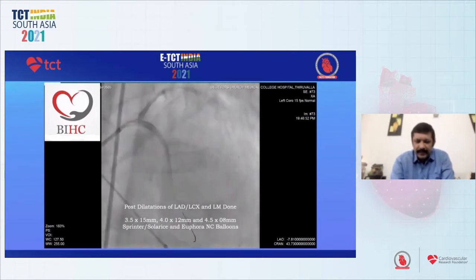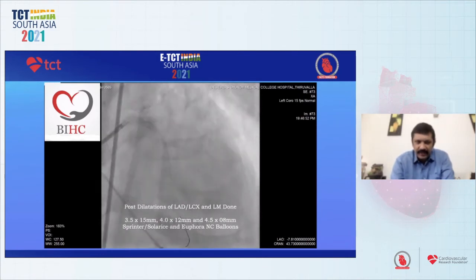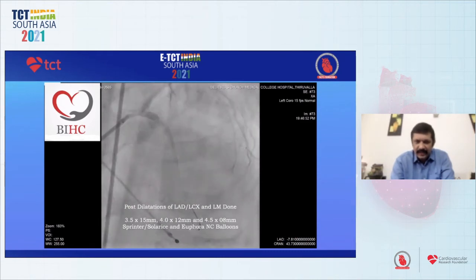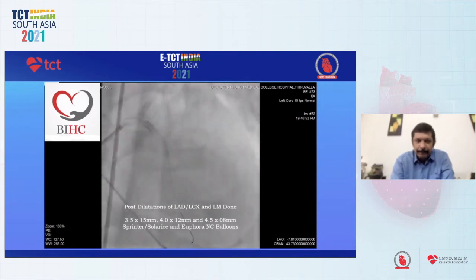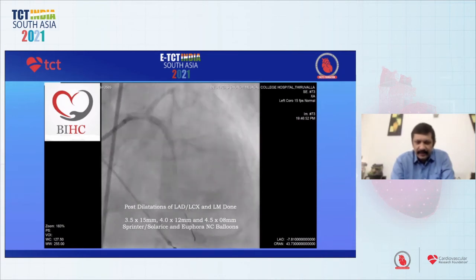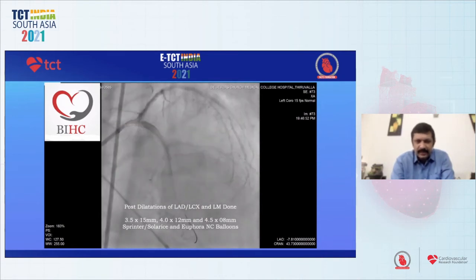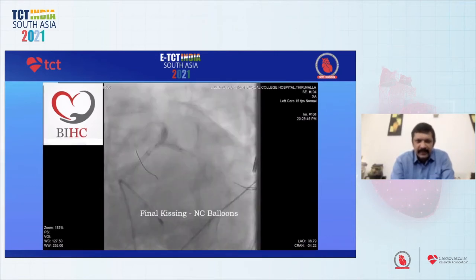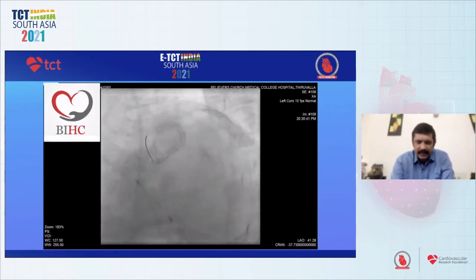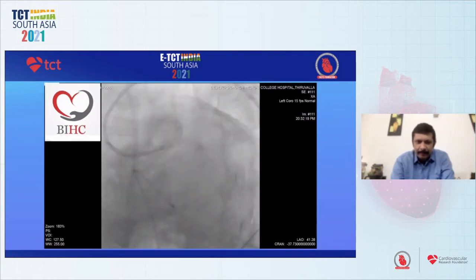Subsequently, we did an IVUS which revealed a well apposed stent in the LAD with a mean lumen area of around 6. In the LCX we also did an IVUS and had a good lumen area. Finally, kissing was done using the NC balloons. And the left main stent again was post-dilated with a 4.5 mm balloon. And this was the final result.